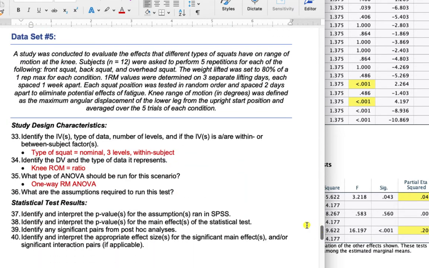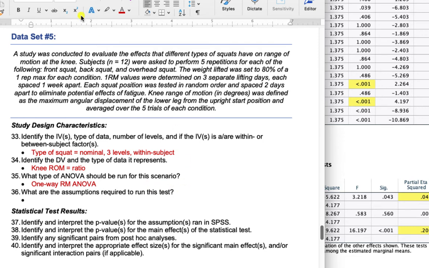In dataset 5, we were able to identify our independent variable as the type of squat. It was nominal data, 3 levels within subject variable. And we wanted to know what the differences were between squats for our knee range of motion, which we identified as ratio. All in all, we decided that a one-way repeated measures ANOVA would be the best option for this set of data. And the assumption that would be tested in SPSS is our sphericity using Mauchly's test.